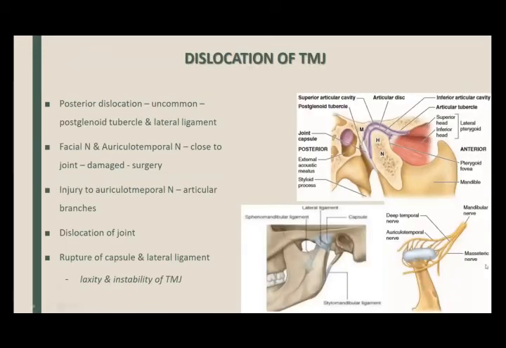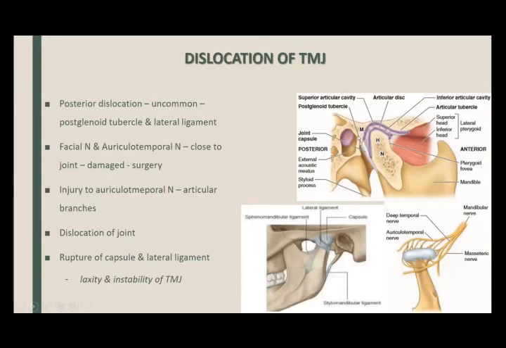Posterior dislocation. Posterior dislocation is very uncommon. इसकी वजह क्या है? इसकी वजह ये है कि ये देख लीजिए, ये post clinoid tubercle है यहाँ पे, ठीक है? This is the post clinoid tubercle I was talking about. This plus the lateral ligaments, they prevent posterior dislocation.